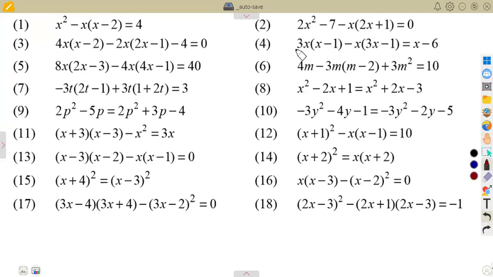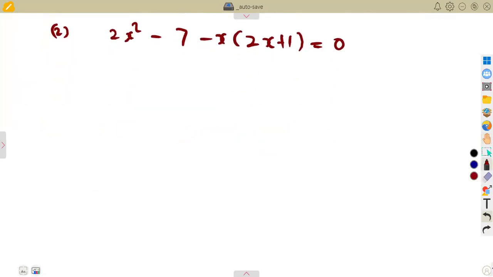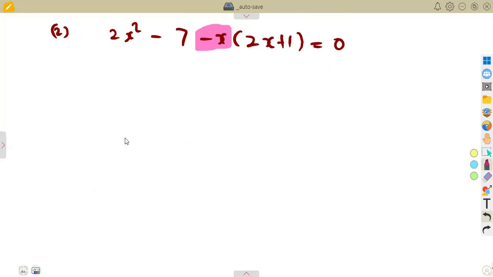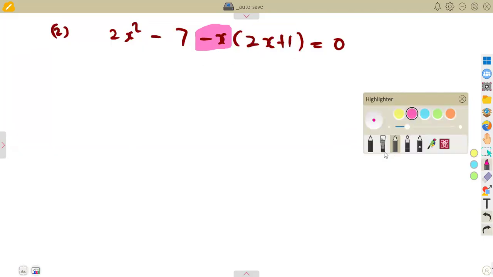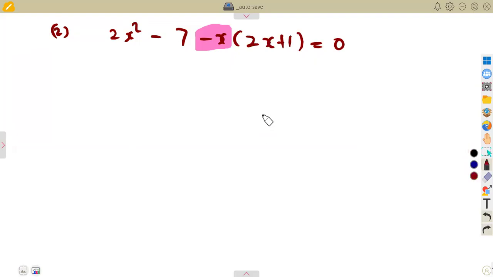All right. So I wanted us to check number 2, this one, which is given as 2x squared minus 7 minus x into 2x plus 1, and that is equal to 0. So on this equation, we are going to see that what is affecting this part is the minus x. The bracket that we are considering here is this one. The term that is affecting this whole bracket is the minus x that you're considering. So meaning to say, I have to multiply each and every term by minus x in this bracket. I mean, that's the only bracket actually that we have there.